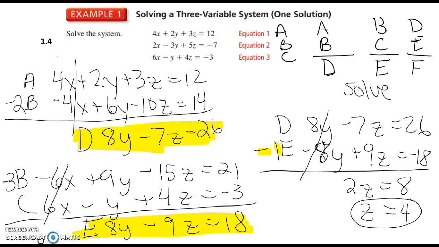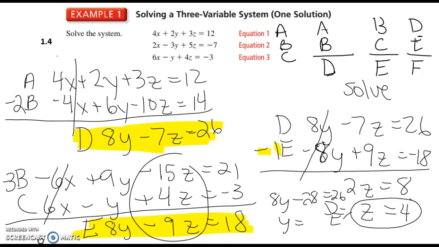You want to then work backwards. Plug z is 4 into either equation D or E, whichever one you choose. If we plug it into D, we have 8y minus 7 times 4 equals 26. Solving for y, we're going to add 28 over and divide by 8. I did notice an error before I finish, right here. -15 plus 4 should be -11. So when I multiply it by -1, it becomes positive 11. When I add down, I get 4z. And dividing by 4, I get z equals 2.